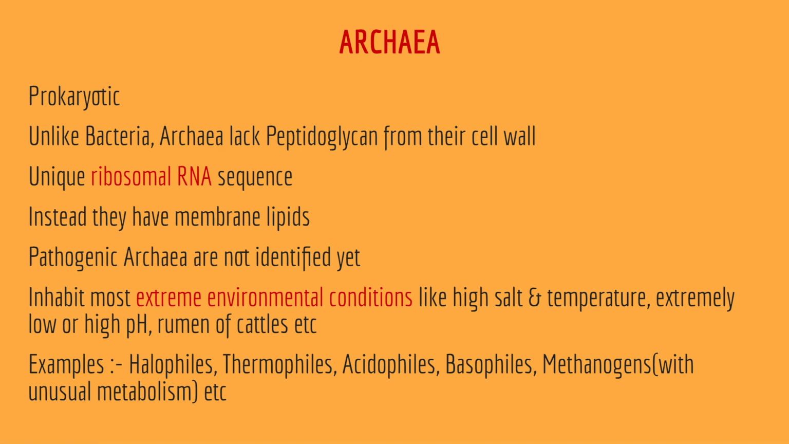Conditions inhabited by archaea gave them different names, like the ones which can thrive in extreme heat are thermophiles, those that can live in highly salty conditions are halophiles, the ones that can thrive in low and high pH are acidophiles and basophiles respectively, and the ones found in rumen of cattle are called methanogens.